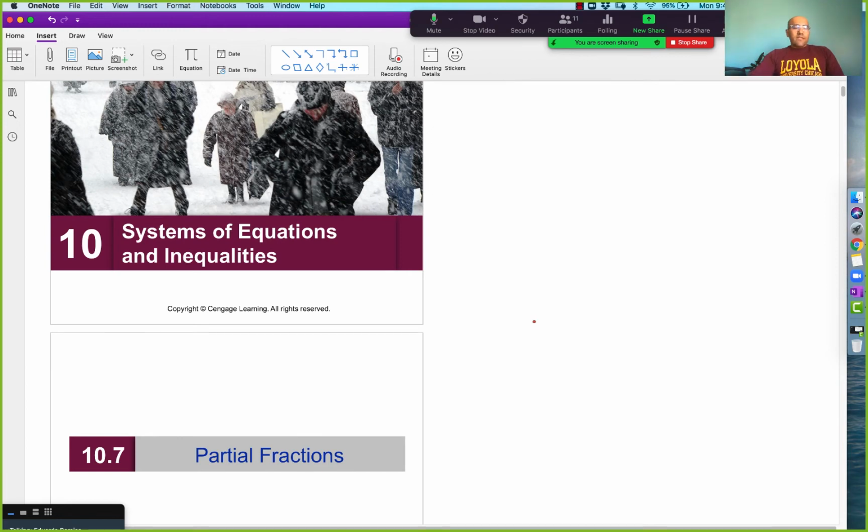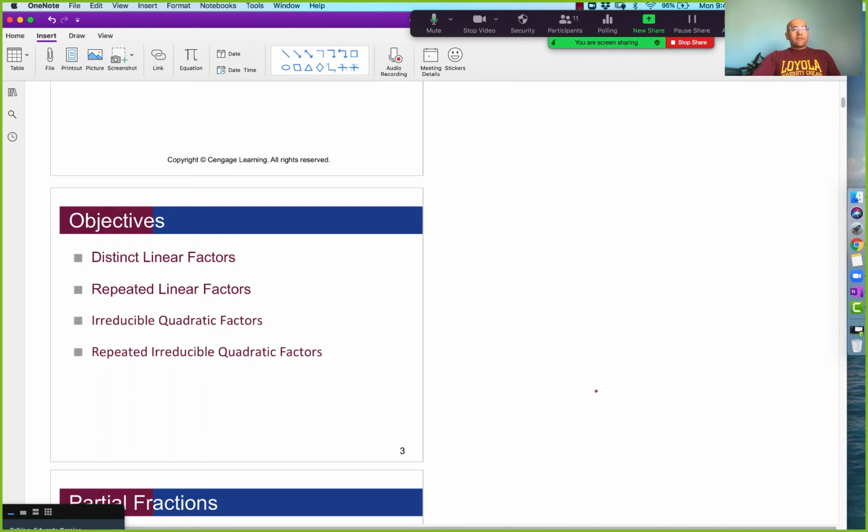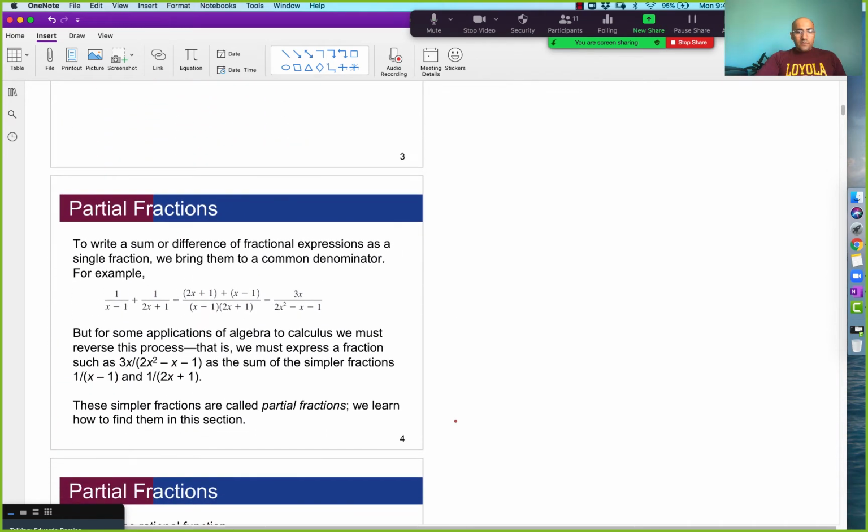Okay, chapter 10, section 7 is on partial fraction decomposition. We're going to look at distinct linear factors, repeated linear factors, irreducible quadratic factors, and then repeated irreducible quadratic factors. Okay, so we'll look at what those mean and how we use them. That's what this section is about. Pretty easy. The implementation is not so easy, but okay.